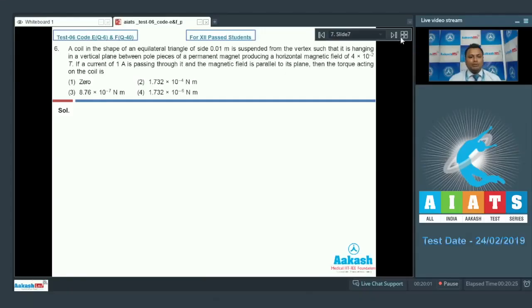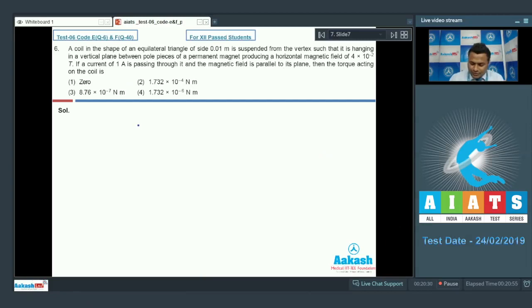A coil in the shape of an equilateral triangle of side 0.01 meter is suspended from the vertex such that it is hanging in a vertical plane between pole pieces of a permanent magnet, producing a horizontal magnetic field of 4 into 10 to the power minus 2 Tesla. If a current of 1 ampere is passing through it and the magnetic field is parallel to its plane, then the torque acting on the coil will be what?